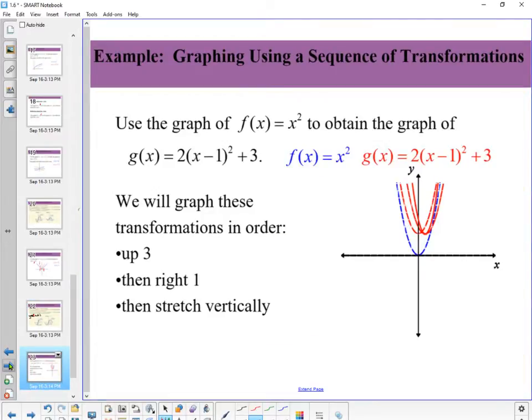So let's talk about this here. What type of changes do we have in this function? Is there a vertical stretch? Yes, of 2. Is there a horizontal stretch? No. Is there a reflection of any kind? No. Is there a horizontal shift? Yes. Which way? How many units? Is there a vertical shift? Yes. Up or down? Up. Good job. You're going up 3 units. Moving on.